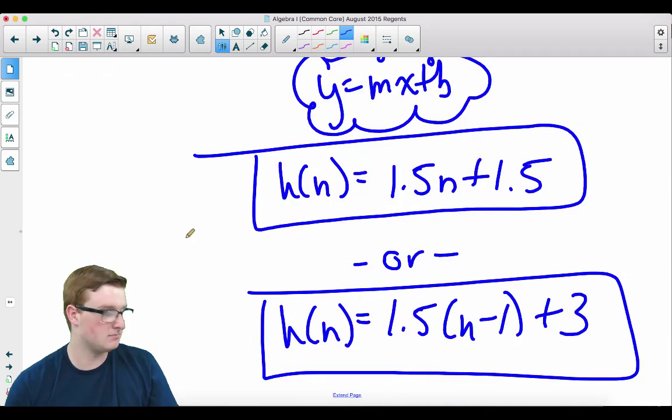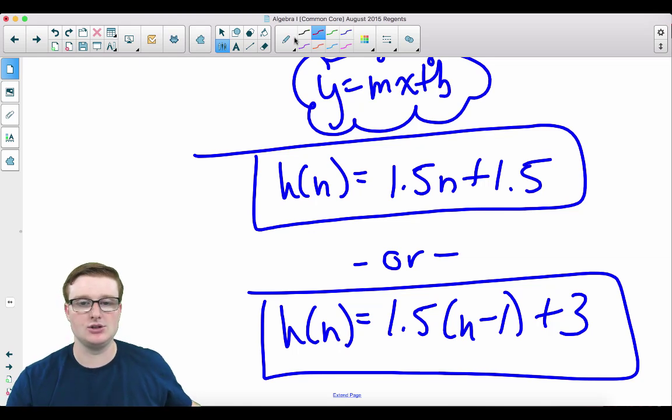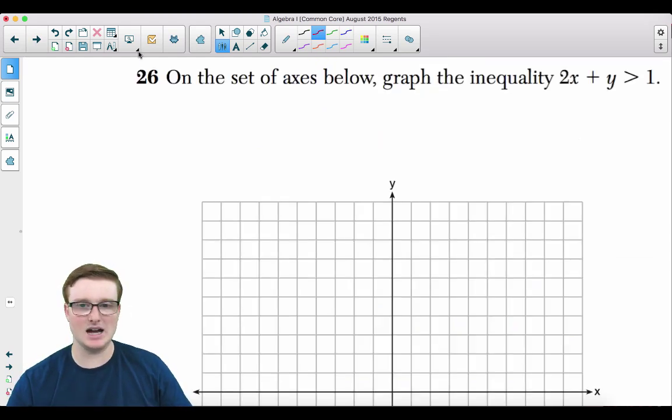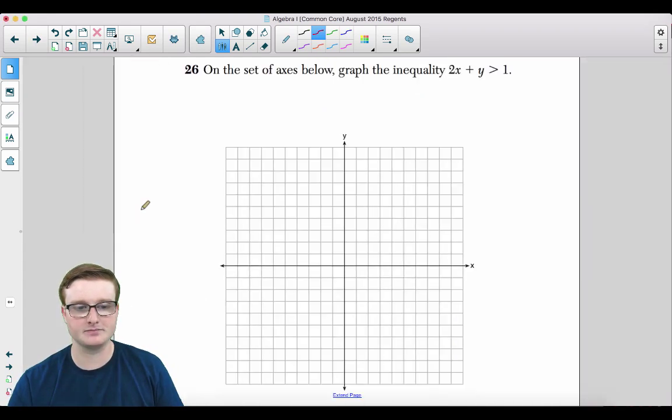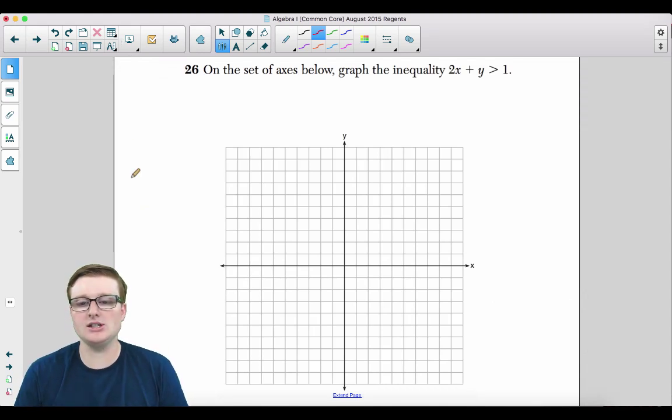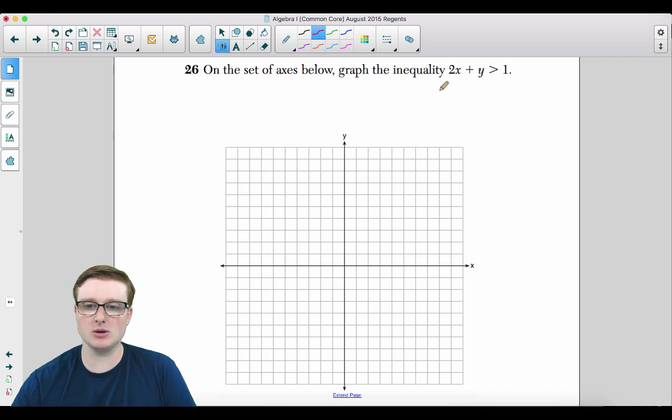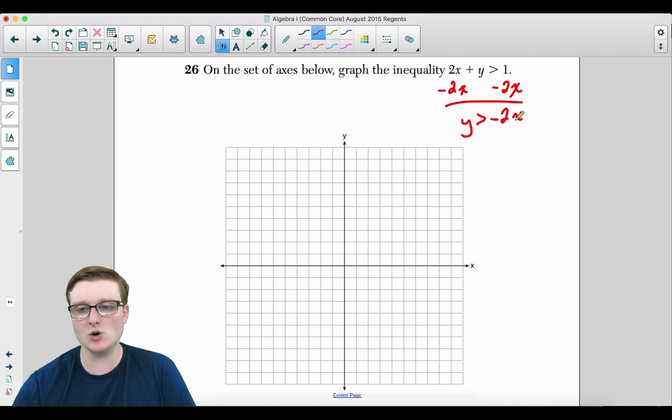All right, moving on to number 26. On the set of axes below, graph the inequality 2x plus y is greater than 1. So what I'm going to do first is subtract the 2x on both sides. You then get y is greater than negative 2x plus 1.